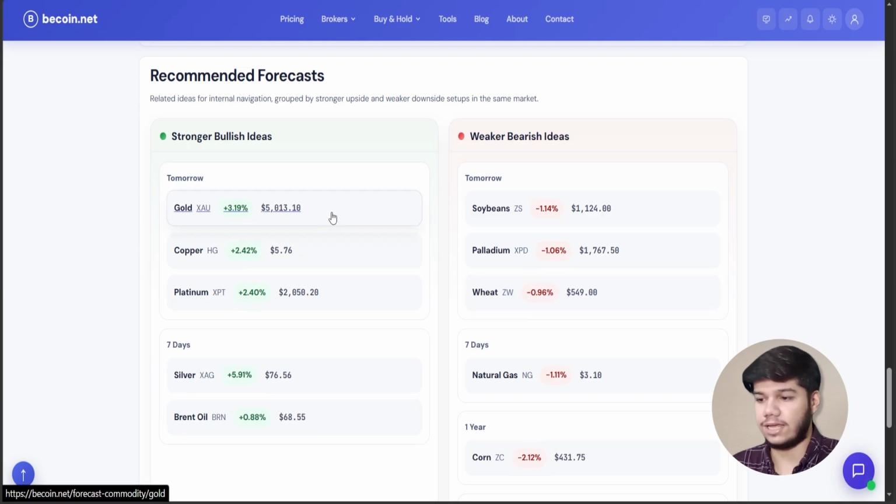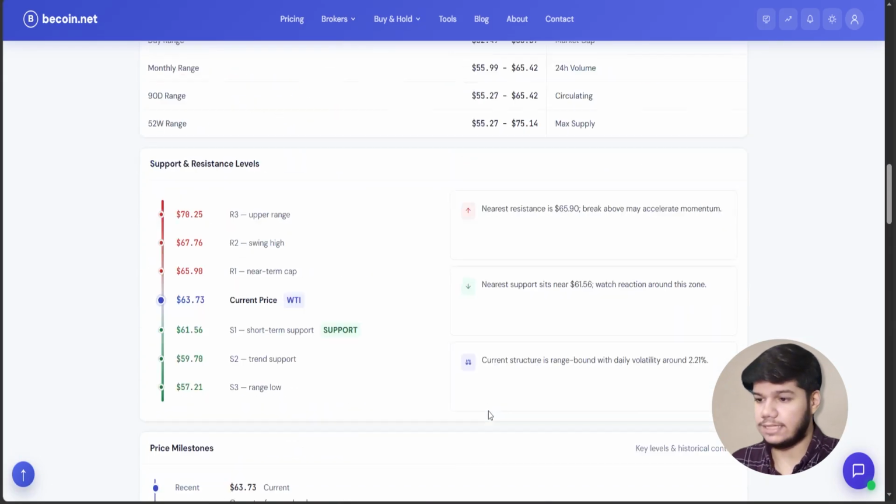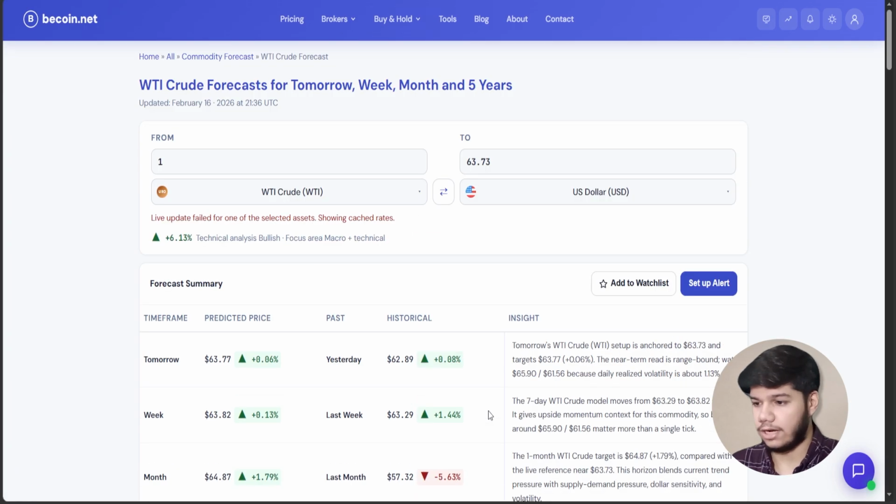Here you can see the recommended forecast you can use for gold, copper, platinum, silver, Brent oil, soybeans, wheat, natural gas, corn, sugar, coffee, and cotton. So now I have covered this second topic of WTI crude oil. Now let's move towards our silver.